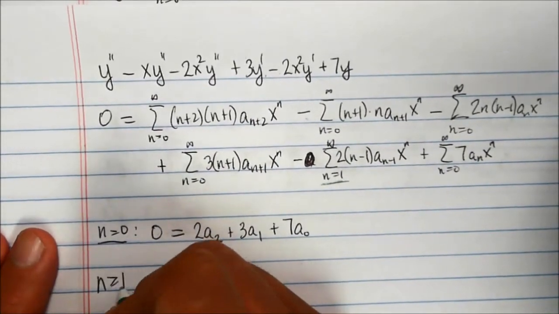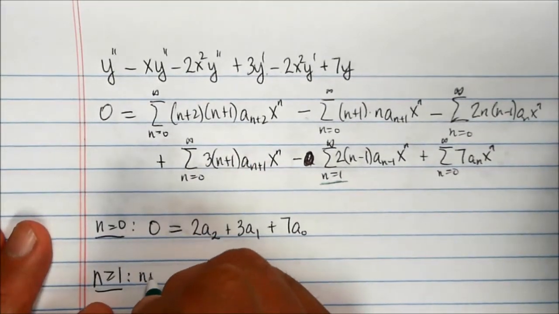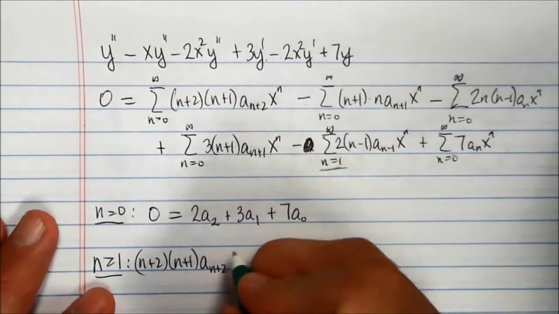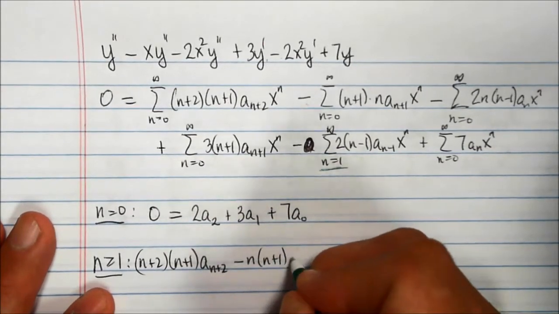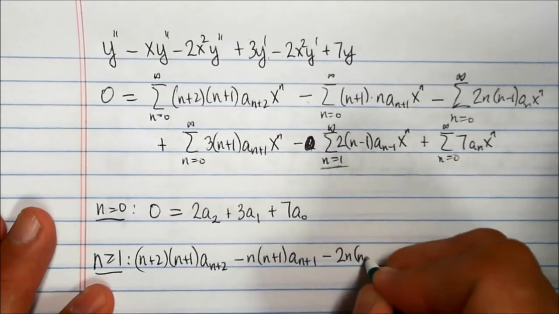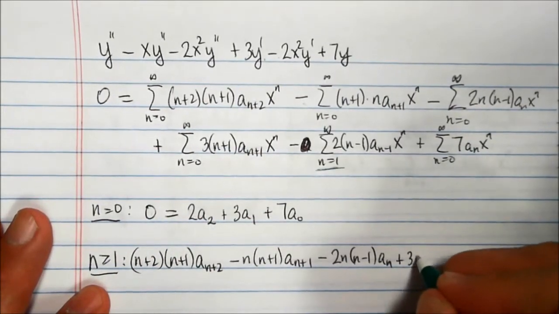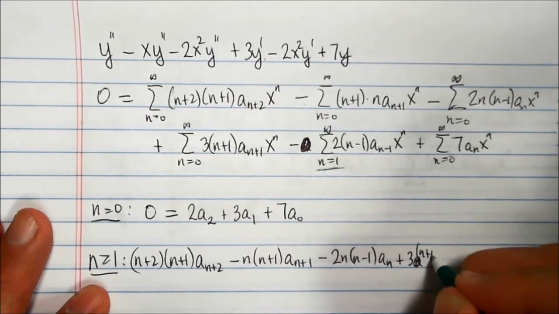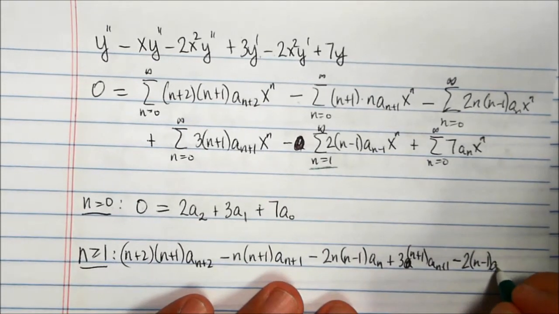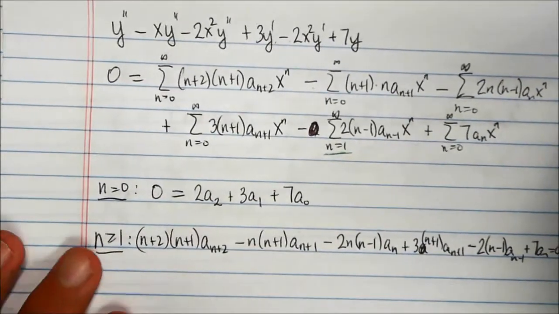For all the other terms, I have a contribution from all 6 series. So let me just write it all out. I get (n plus 2)(n plus 1) a sub n plus 2. Then minus n(n plus 1) a sub n plus 1. Minus 2n(n minus 1) a sub n. Then of this one, plus 3(n plus 1) a sub n plus 1. Then minus 2(n minus 1) a sub n minus 1 plus 7 a sub n, and that has to be equal to 0.